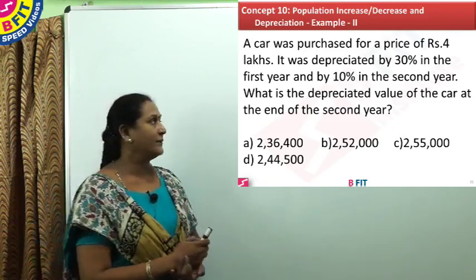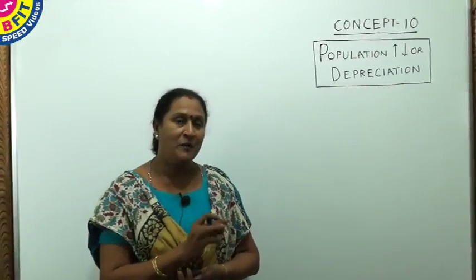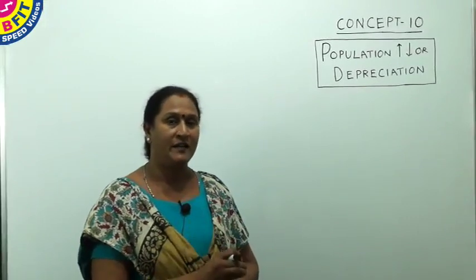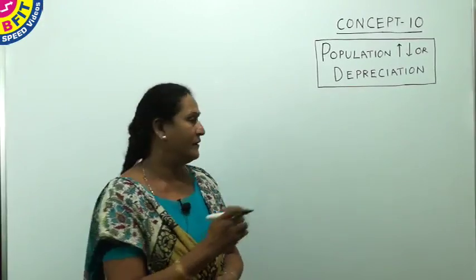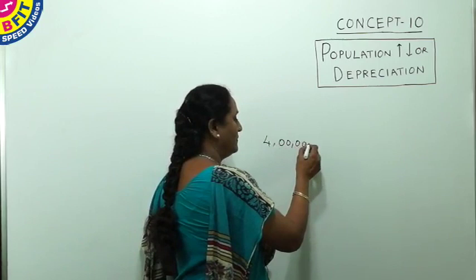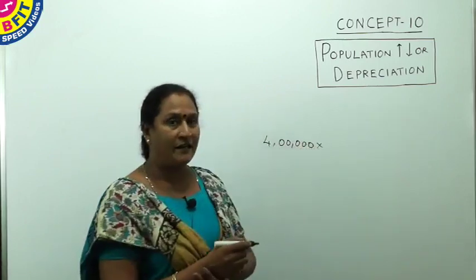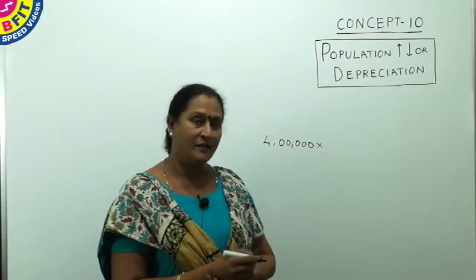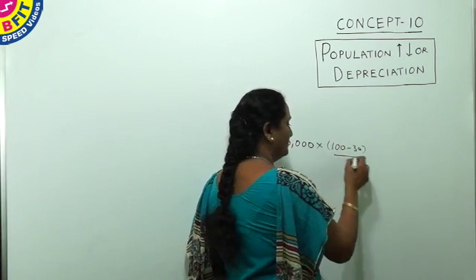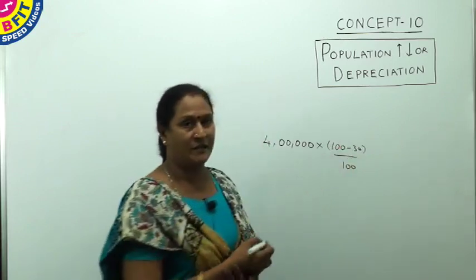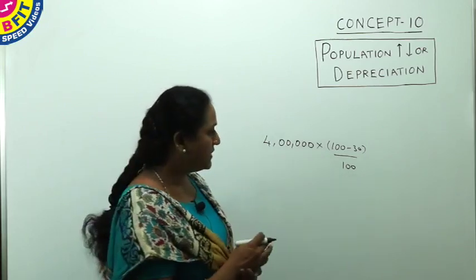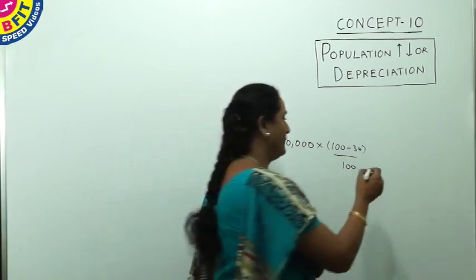So we'll see the working. Whenever the value is depreciated, it means that it is less than 100. So whatever percent is given as the depreciating rate, we'll subtract it from 100. The initial value is 4 lakhs. And what is the depreciating rate for the first year? It is 30%. So in this 4 lakhs, it is 30% less, that is 100 minus 30 by 100. So it is 70% of this 4 lakh.